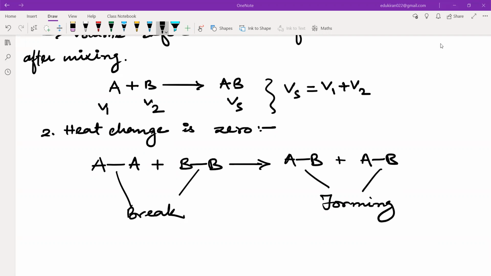So we have to break and we have to form. Now, if we have taken the case where the intermolecular force of attraction is the same before mixing and after mixing, that means the amount of energy that will be required in order to break will be equal to the amount of energy that will be released after formation.